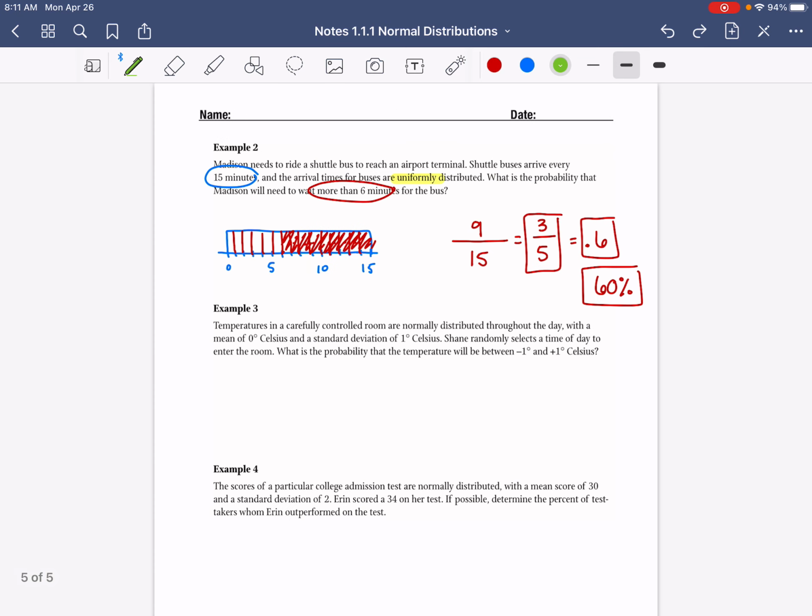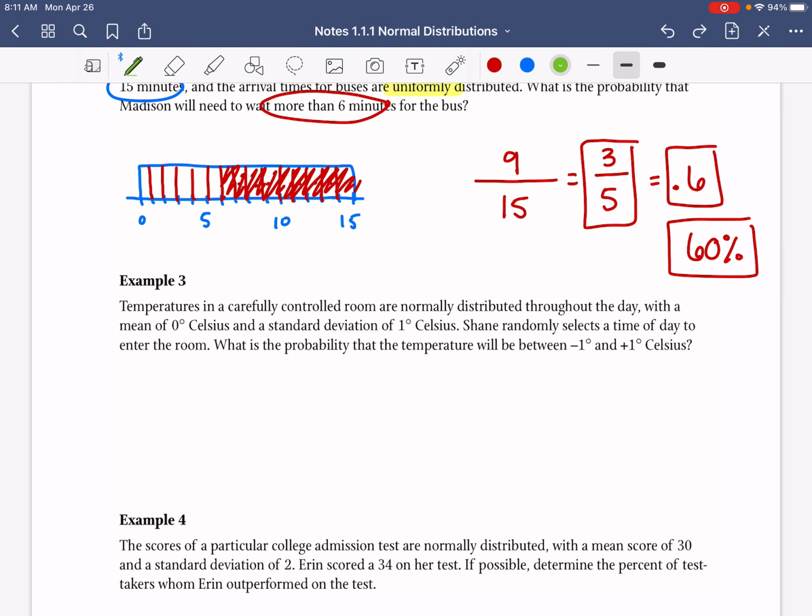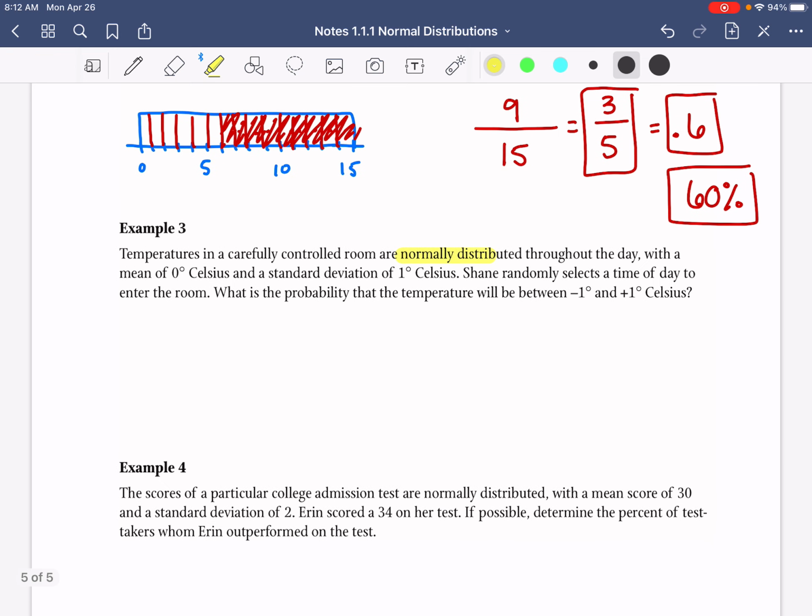We're going to do a couple examples. Back to page 14, example number 3. It says temperatures in a carefully controlled room are normally distributed. So notice how it says normally distributed. Our other one said uniformly. These ones say normally distributed throughout the day with a mean of 0 degrees and a standard deviation of 1 degree. Shane randomly selects the time of day to enter the room. What is the probability that temperature is between -1 and +1 degrees?